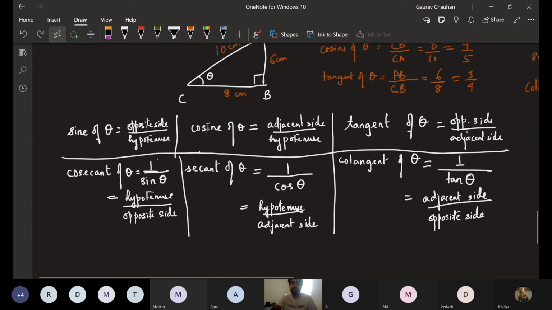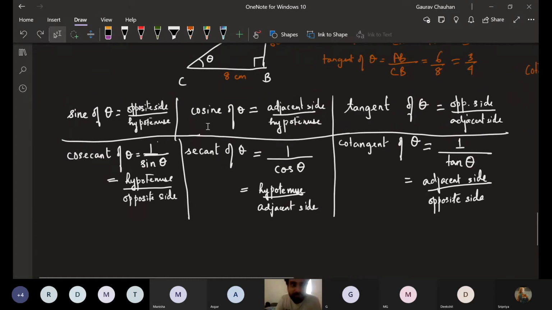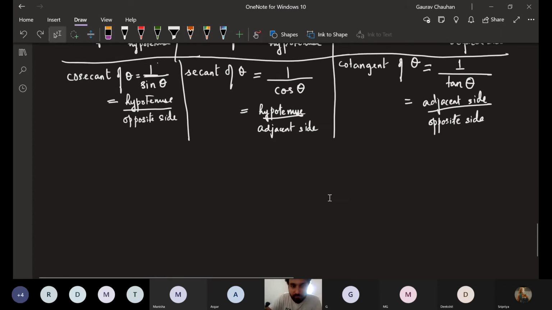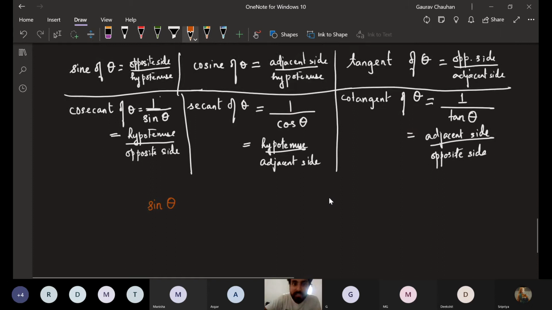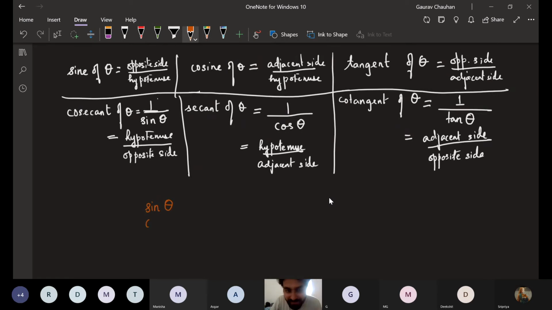Before I start with how to remember, I'm going to tell you what the short forms are, and I'm going to write the short form here, below this. Sine of theta, short form is sin theta, people say, but you pronounce it as sine only. Cosine of theta, short form is cos theta. Tangent of theta, short form is tan theta. These 3 we already saw.